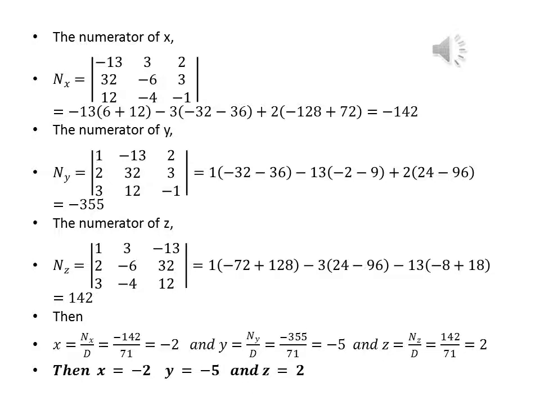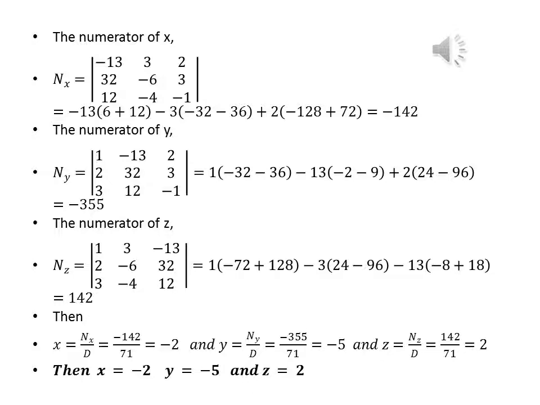Take these 3 elements. First element is negative 13, second element 3 is put negative 3, third element 2 is put plus 2. So the value after this: first element negative 13, cancel first row with first column. We get negative 6, 3, negative 4, negative 1. We get the left diagonal minus the right diagonal. So 6 plus 12. After that, negative 3.